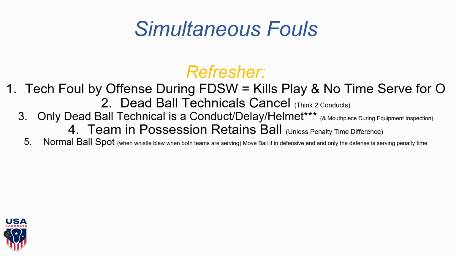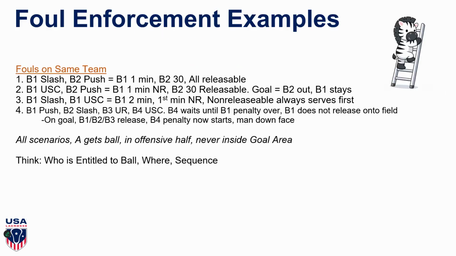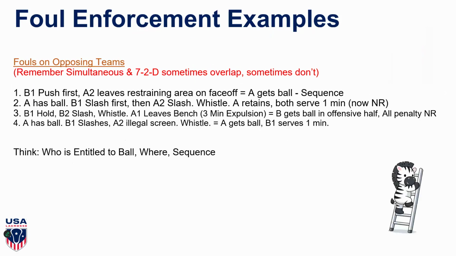Going back, if you would, Rob: live ball, B slashes, and while the ball is still live, A slashes, and you deem them both to be one minute. A retains the ball because they had the ball at the start. Correct. And it was perfect, equal penalty time. Perfect segue. Absolutely perfect. So again, remember they sometimes overlap as rules. Sometimes they don't. So just remember that.